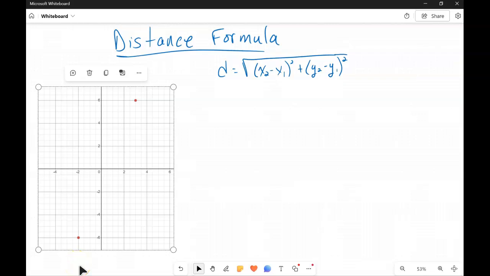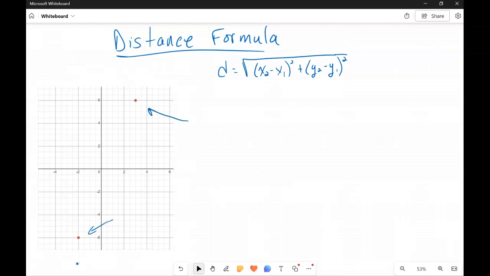Hey everyone, in this video we're going to be looking at how we can find the distance between 2 points located on a graph. In this example you will see that we have the points here and here that are located at the positions 3, 6, and also the position -2, -6.